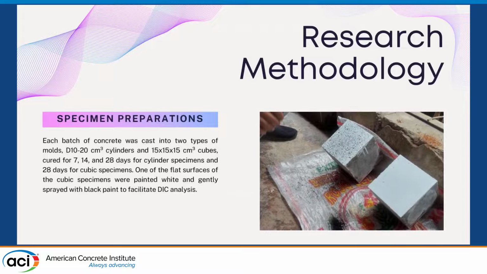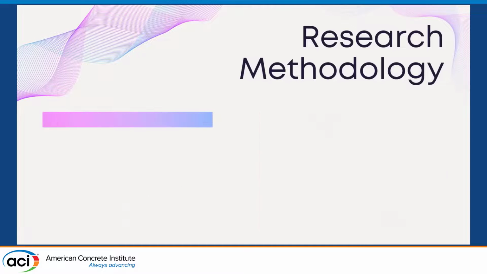Next one, for the specimen preparation, we cast 2 types of shapes. We have a 10 centimeter diameter by 20 centimeter cylinder, and also a 15 by 15 by 15 centimeter cube. The cylinder will be used for the compressive test, and the cube will be used for the DIC analysis later. And if you can see on the right side of the page, we spray painted one of the sides of the cube with white paint, and then we gently sprayed the white paint with black paint. This will help us to do the DIC analysis later.